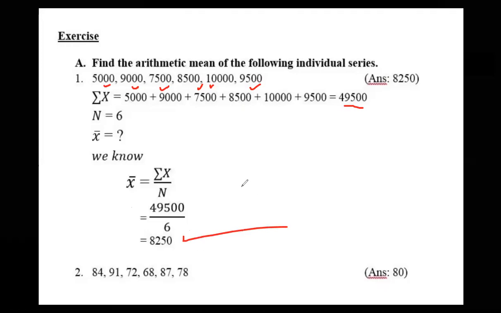This will normally come for 2 marks. Any problem? Just use the formula and get the answer. Summation x means we need to add all these numbers. N means how many numbers are there. Whatever numbers are there, divide it, you will get the answer. So number 2 is here. Get the answer of this number. Quick, just 2 minutes will be provided to you.